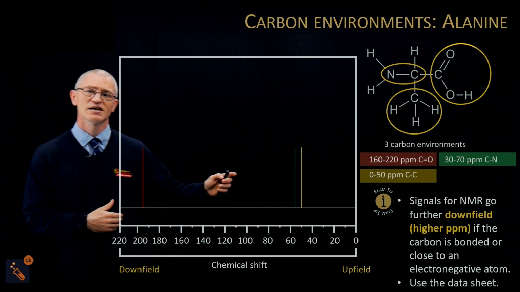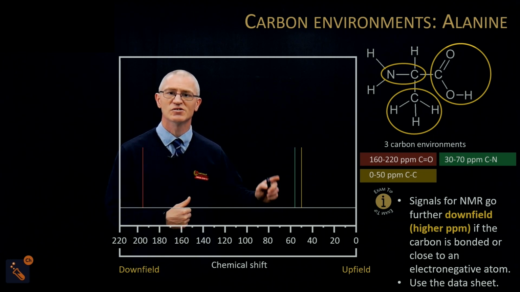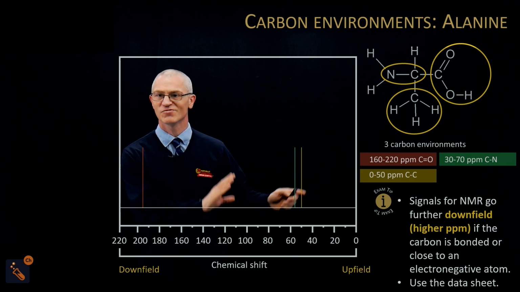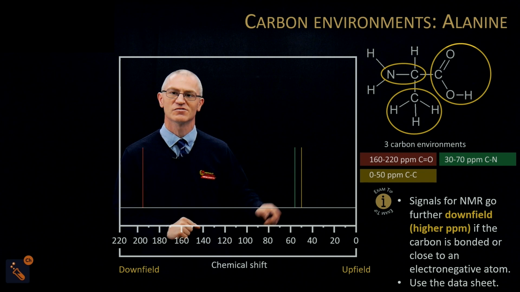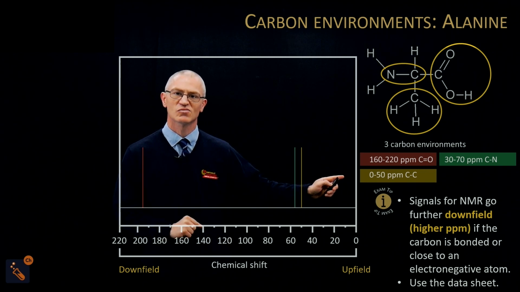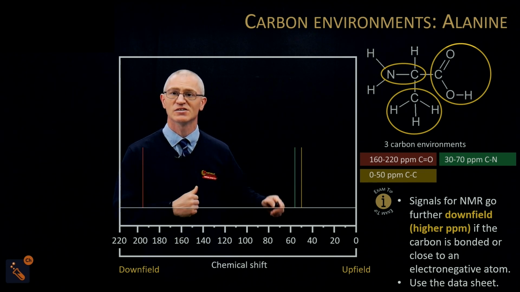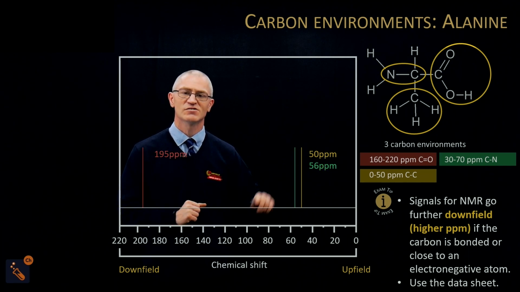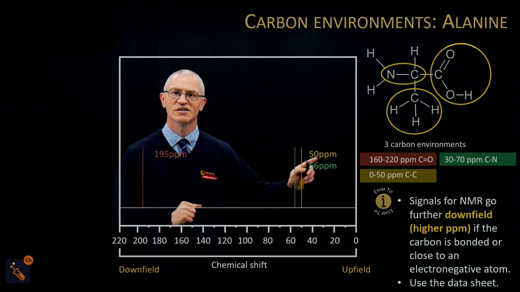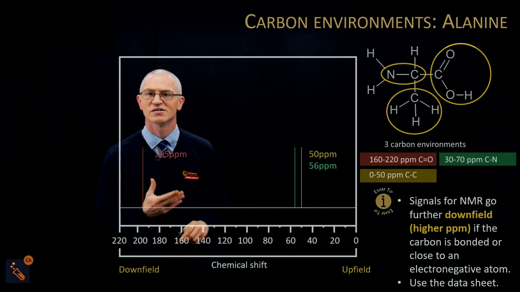You see the green one is slightly further downfield just because it's bonded to that electronegative element. That can really help in finding out which peaks mean which later on. So you can see that both are roughly in the region of 0 to 70. So let's put the exact ones on. You've got the orange one at 50, which is in this region between 0 and 50 for C-C, and the other one at 56, which is between 30 and 70.